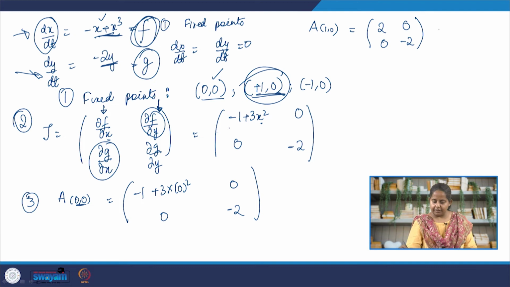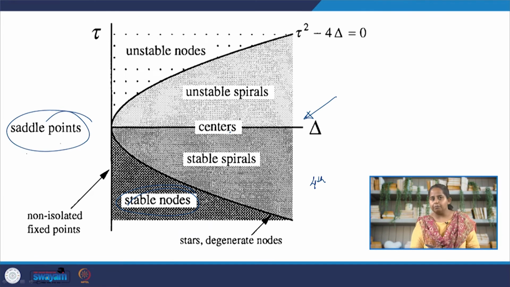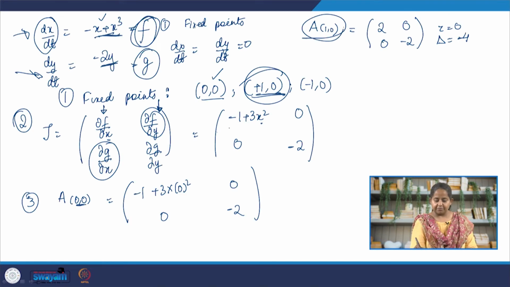Look what is happening here. The trace is 0 and the determinant is -4. Trace is 0, which means in our diagram here, we are on the x-axis, and determinant is negative, which means it is not a center, it is a saddle point. Very important to find out the eigenvector and eigenvalue at this particular fixed point. So, this is a saddle node.